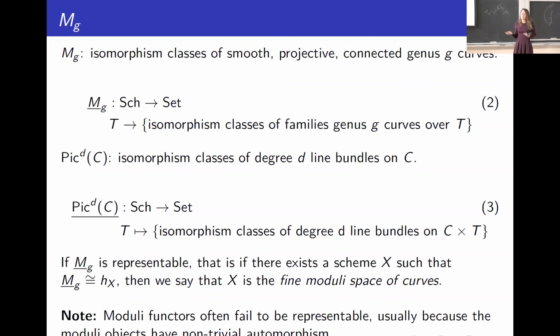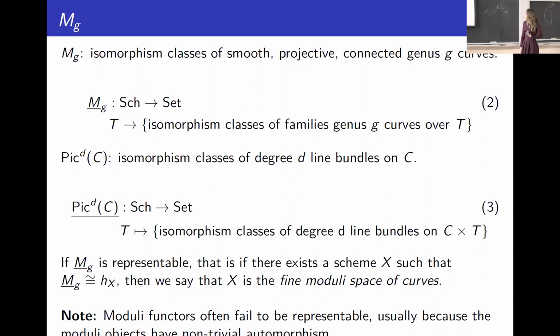We want to give a name to what is right now just an abstract set. We say that a space is a fine moduli space of curves if it represents this functor. Now we can say that the moduli space is a scheme, or maybe even better, a variety or a manifold. But we need to start at some point, right?